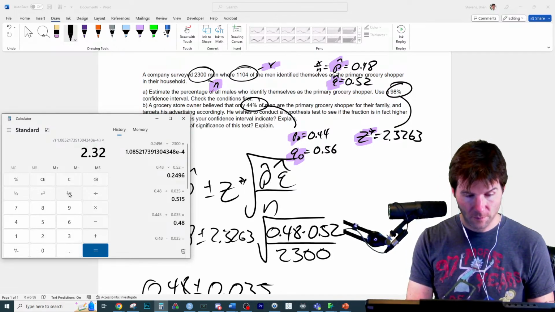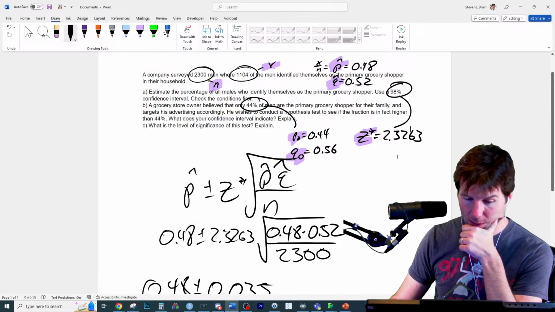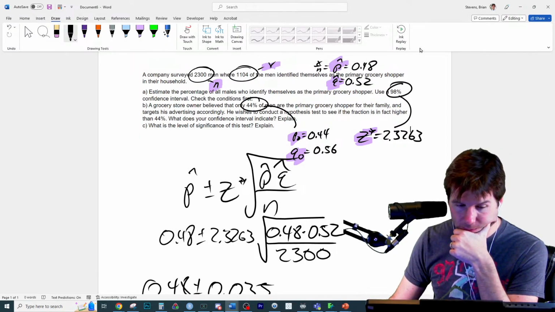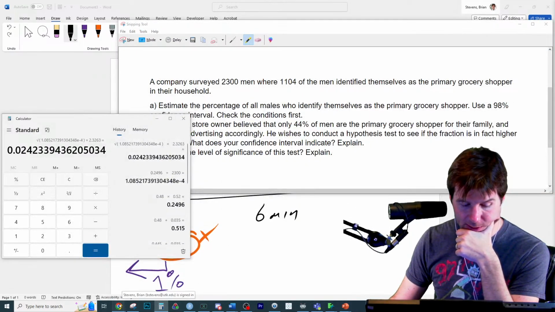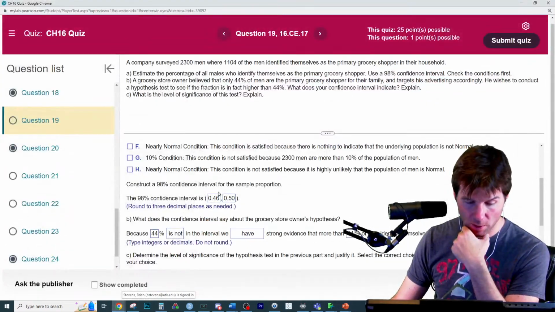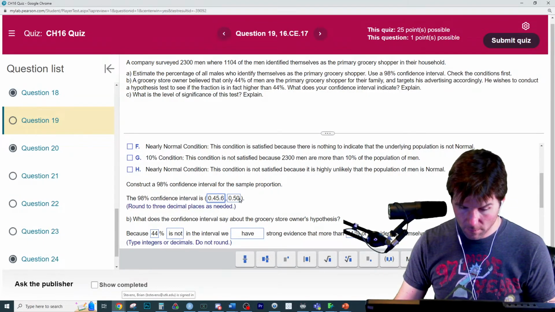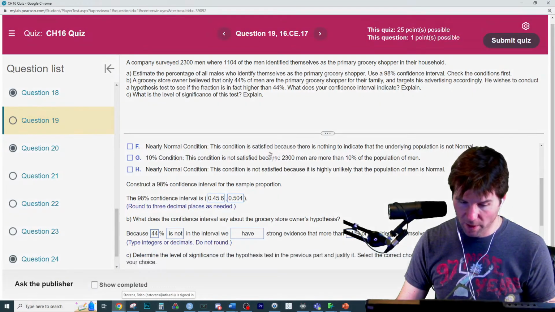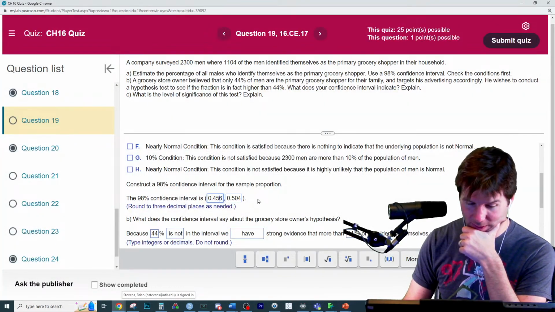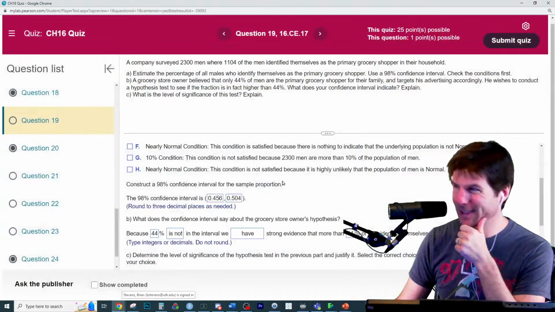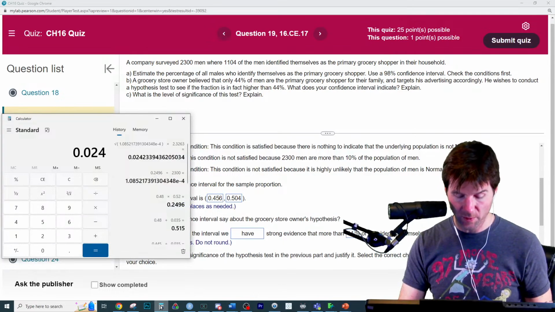So there it is right there. It's 0.024. So the answer is going to be plus or minus that. Put the period right there. There we go. This is the margin of error. 0.024 is the margin of error.